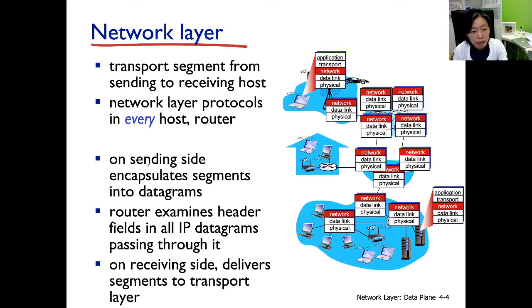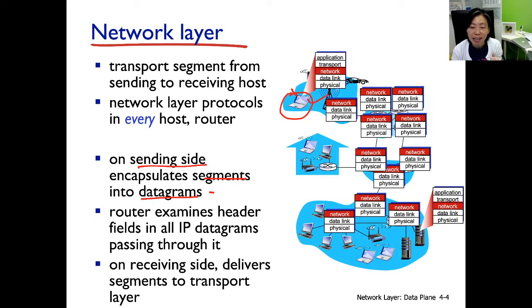Now, to be exact, on the sending host here, the transport layer segment is going to be encapsulated into datagrams. So a packet at the transport layer is called a segment. But when a packet goes into the network layer, it's called a datagram, and sometimes also called an IP datagram. Okay, so transport layer, TCP layer. Network layer, IP layer. Transport layer, we have the TCP segments. Network layer, we have the IP datagrams. So at the sending side, we encapsulate these transport layer segments into IP datagrams.